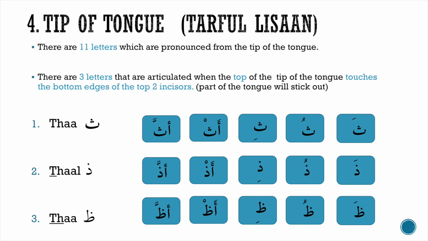There are 3 letters that are articulated when the top of the tip of the tongue touches the bottom edges of the top 2 incisors. You will notice for these letters, part of the tongue will stick out. For the letter Tha, Tha, Thu, Thi, Ath, Atha. For the letter Dhal, The, Thu, Thi, Ath, Adha. The letter Dha, Dha, Dhu, Dhi, Adh, Adha.